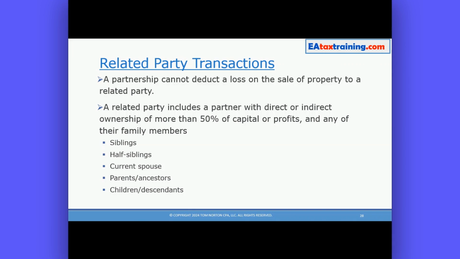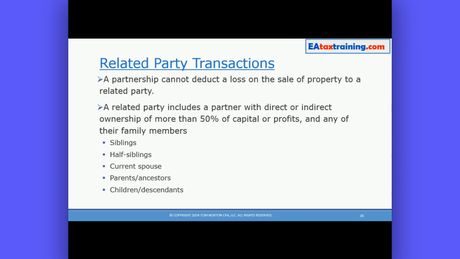Now, when it says a partner with direct or indirect ownership of more than 50% of capital or profits, what does indirect ownership mean? Well, you could have, for example, some of these family type partnerships. You can have trusts that are part of it. So a person as an individual might own, let's say, 20% of the partnership, but then they've got a trust, and that trust owns another 40% of the partnership. So indirectly, that individual owns 60% of the partnership. So that's what it means when it says directly or indirectly.